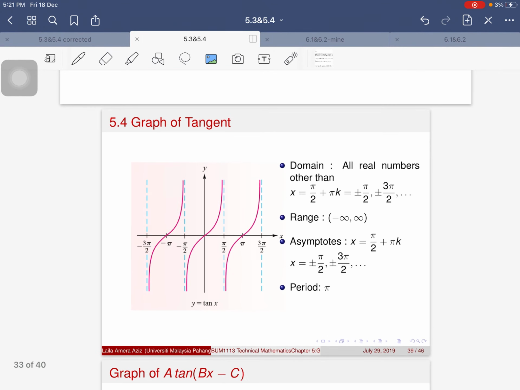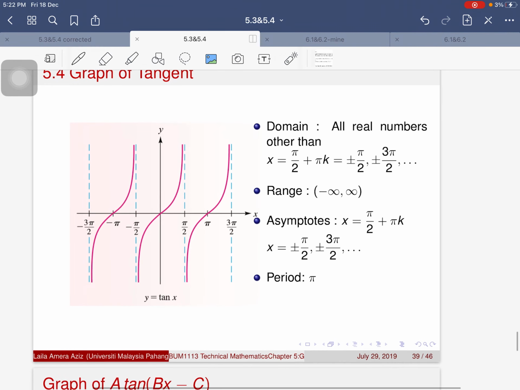Alright, so in 5.4, we're going to discuss graph of tangent. We're going to discuss the characteristics of the tangent graph, what should be there, and how you actually sketch the graph. The thing about the tangent graph is that I think it is easier for you to sketch compared to sine and cosine, because for sine and cosine there are three characteristics that you have to look at: the amplitude, the period, the phase shift. But for tangent, there are only two of them and they are very easy to calculate.